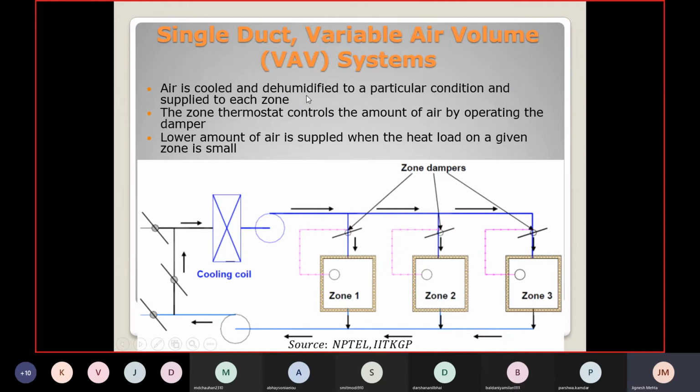So air is cooled and dehumidified to a particular condition and supplied to each zone. The zone thermostat controls the amount of air by operating the damper. Lower amount of air is supplied when the heat load on a given zone is small.